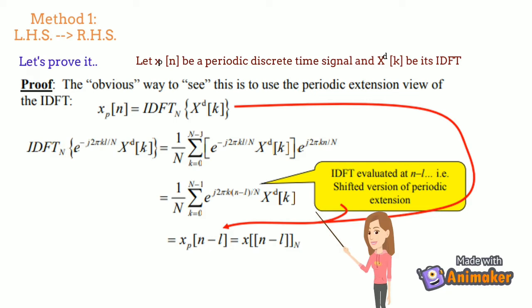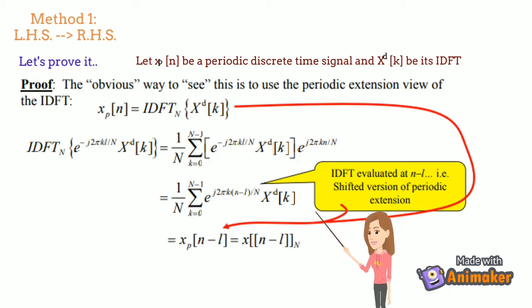Now from this, let's group all the exponential terms together and write it as 1 upon capital N summation k is equal to 0 to capital N minus 1 e to the power j 2 pi k into n minus L modulo N multiplied by Xd of k. This looks exactly like the inverse discrete Fourier transform evaluated at n minus L, that is, it is the shifted version of the periodic extension, and hence we can write it as xp of n minus L.